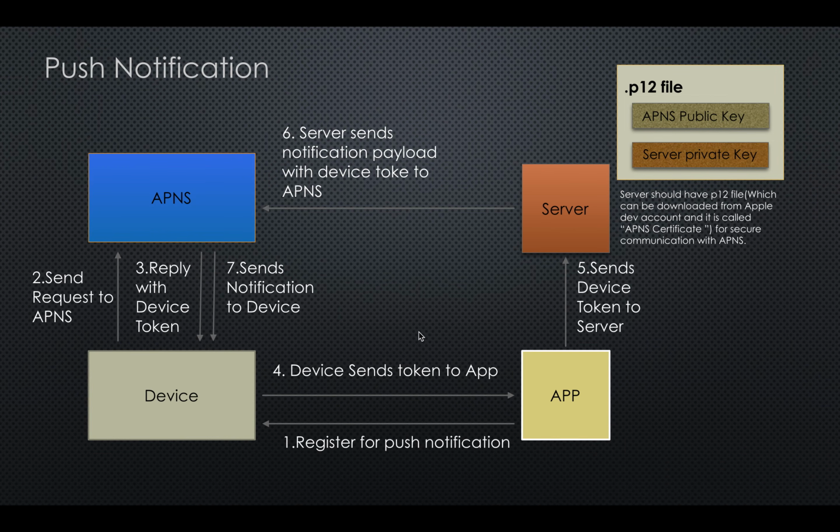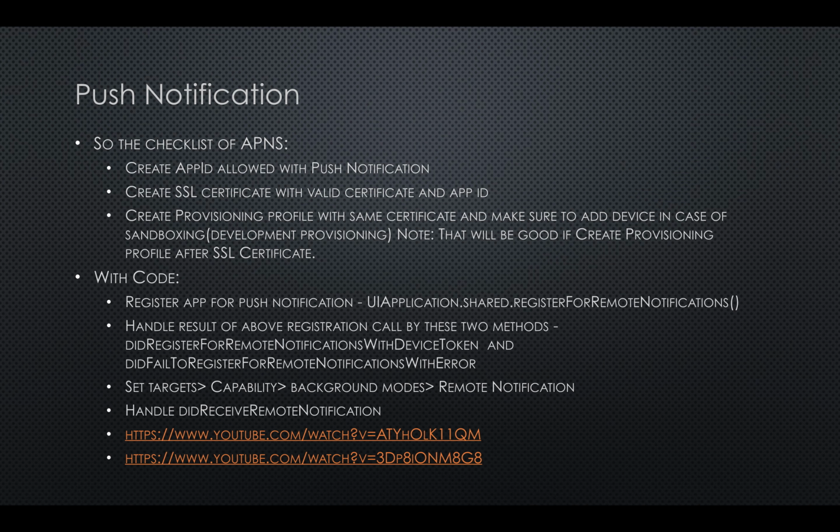Then push notification. This is the whole process, how it works. The app sends a push registration request to the device. The device sends it to the APNS server. The APNS server replies with a device token. The device sends the device token to the app. The app sends the device token to the server. The server should have the P12 file. Then the server sends the notification payload with the device token to the APNS server, and then the APNS server sends the notification to the device. Cool.